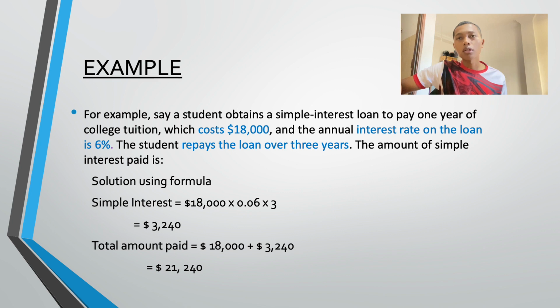So the total amount paid by the student, we will add with the principal, which is 80,000. So the total amount to be paid is 83,240.